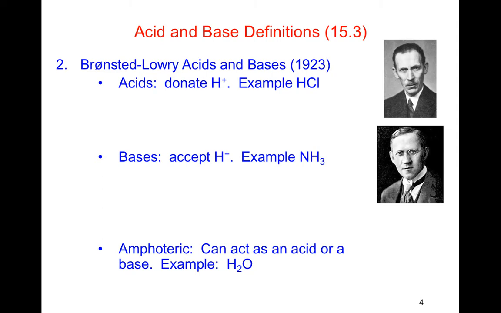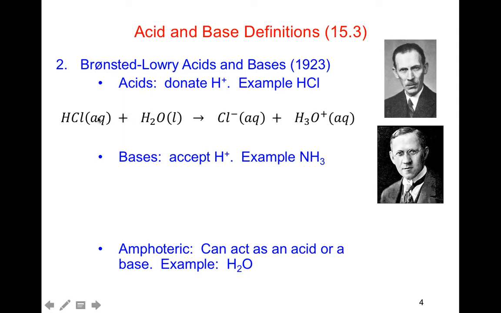All right, our second definition of acids and bases is a little bit broader, and it allows us to classify more things as acids and bases. And so in the Bronsted-Lowry definition, an acid is something that donates protons, or donates H+. And so again, HCl is an example of that, but to see how it reacts as a Bronsted-Lowry acid, we need to include water in the equation.